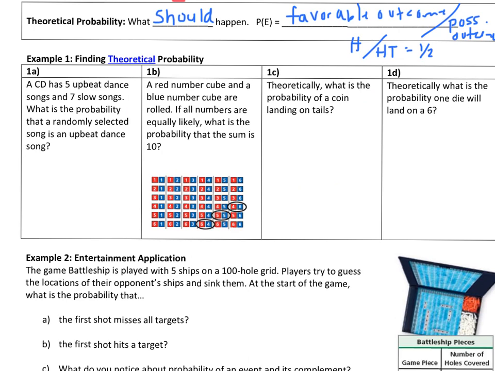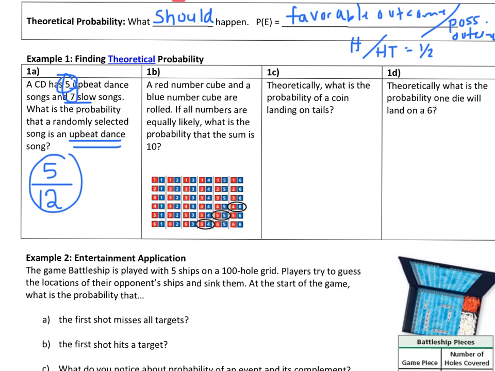So let's try example 1A. We have a CD with 5 upbeat dance songs and 7 slow songs. We want the theoretical probability that you randomly put a song on and it's an upbeat dance song. So upbeat dance song is our favorable outcome. There's 5 of them. And if we add the 5 and the 7 together, we'll get 12 because there's 12 songs on the CD. We can't reduce 5 over 12, so that's the answer.